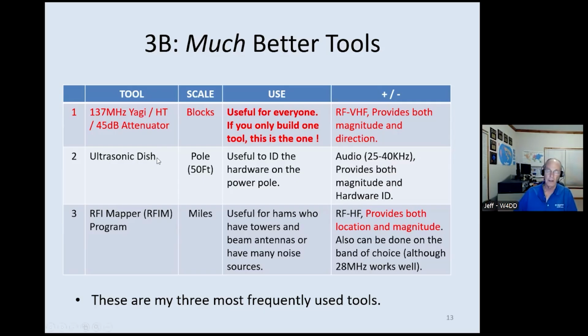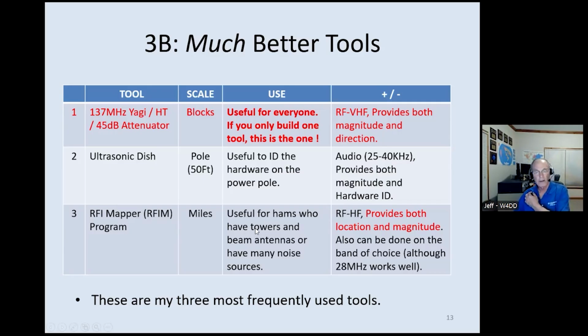Second, very commonly used tool, ultrasonic dish. So once you find the pole, if it's a power line problem, you want to ID the part. And it provides both a magnitude and hardware ID, so location. It's an audio device, not an RF device, but that's okay. That's still very useful confirmation of the part that could be causing the problem.